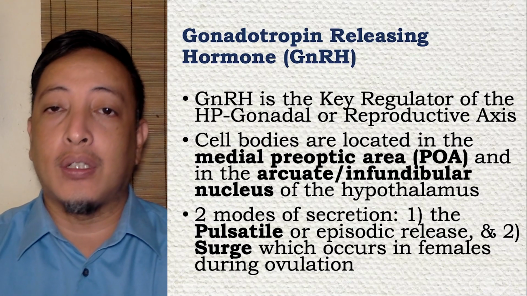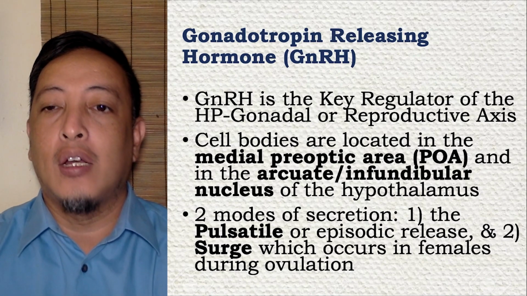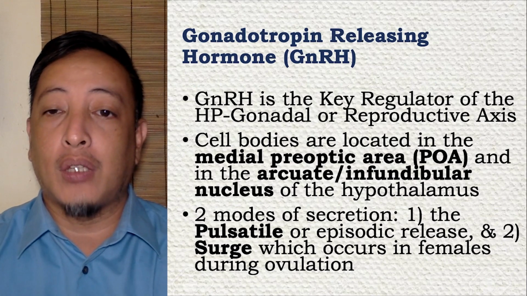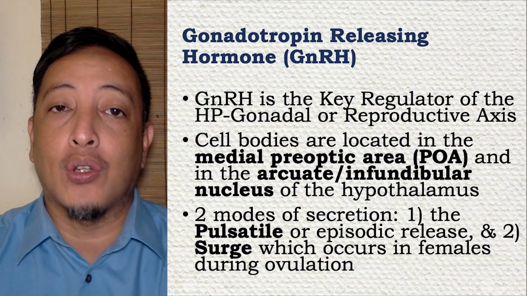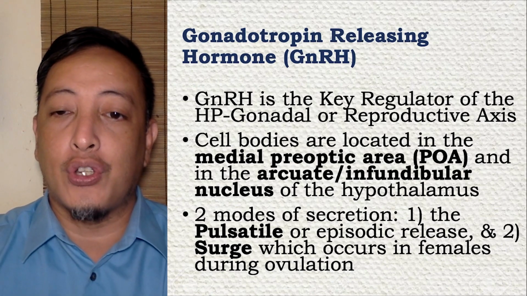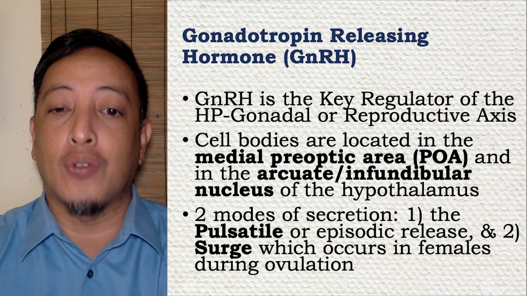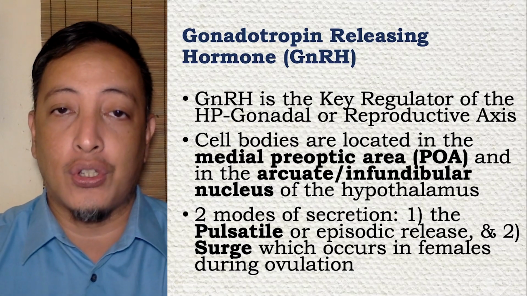The cell bodies that release GnRH are located in the medial preoptic area, or POA, and in the arcuate or infundibular nucleus of the hypothalamus. There are two modes of secretion of GnRH. There's the pulsatile or episodic release, and surge, which occurs in females during ovulation. But in males, there's no such thing as a GnRH surge.